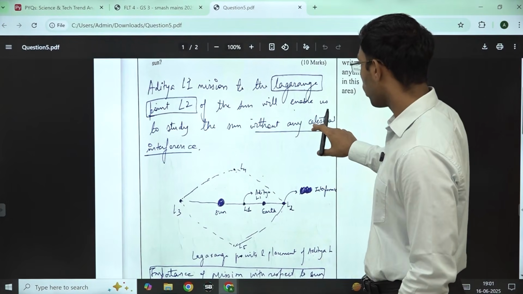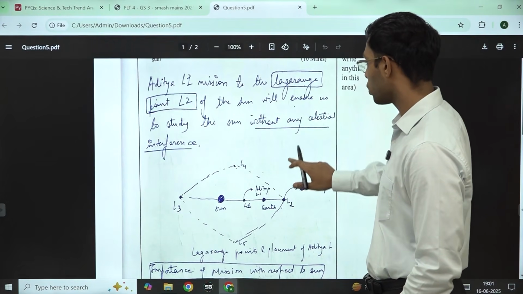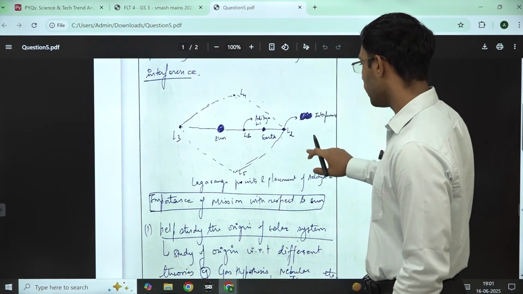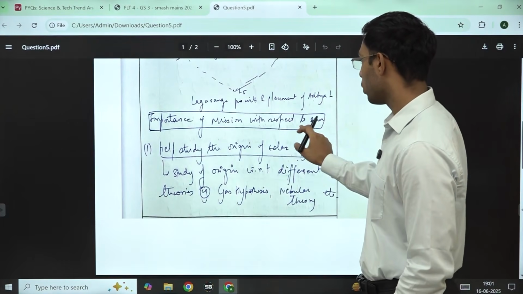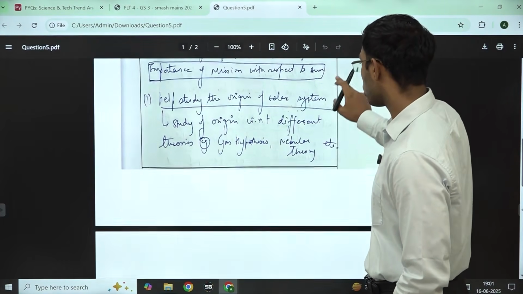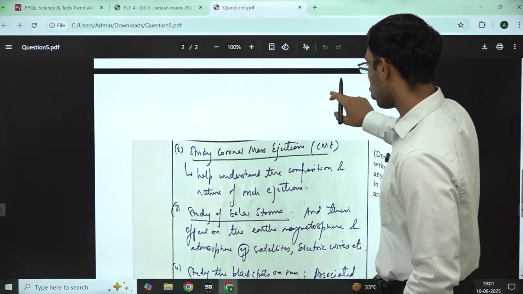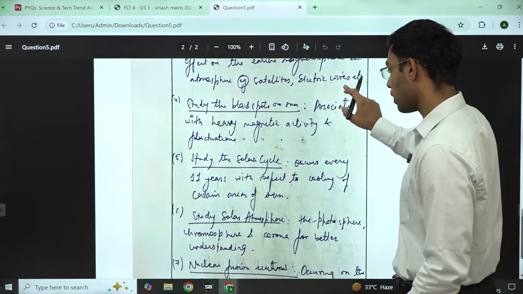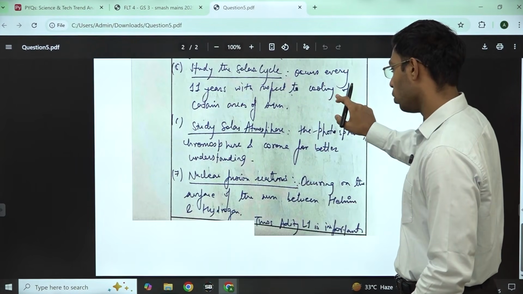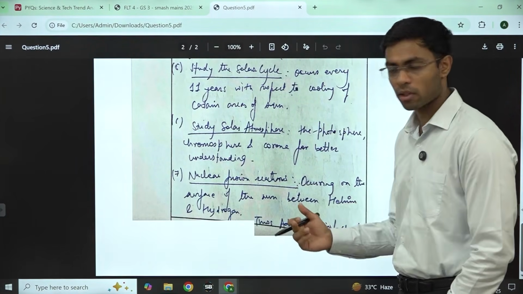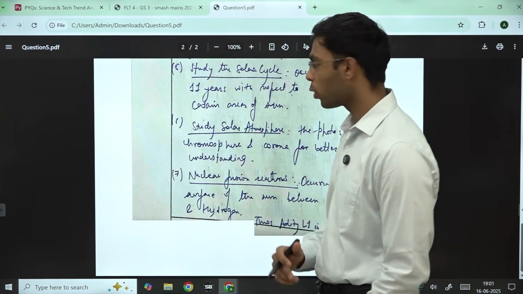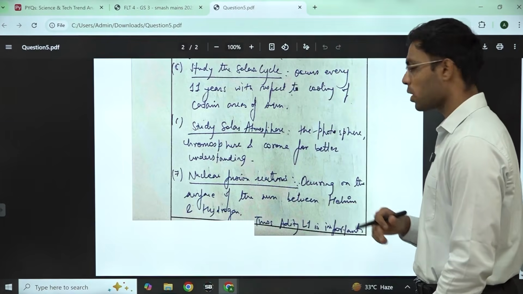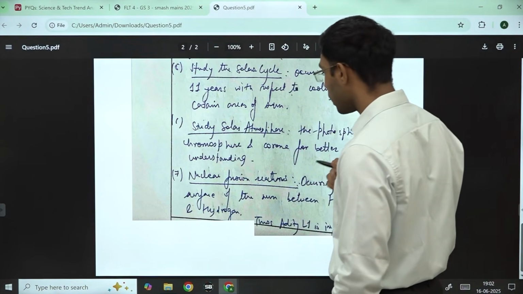So I just mentioned this introduction on this question, what it is going to do, drew the diagram very briefly, wrote the importance with respect to the sun. So help us study the origin of the solar system, right? Study coronal mass ejections, study of solar storms, study the black spots on the sun, study the solar cycle, study solar atmosphere, nuclear fission reactions, so whatever that is going to help us study. And then I give a conclusion that why it is important. So if you can give a lot of content, a lot of crisp points, I think it impresses the examiner that you have awareness of the subject and you know what you're talking about.